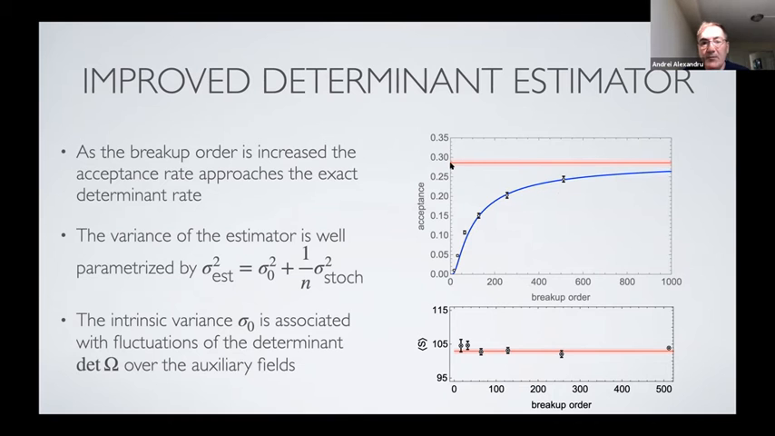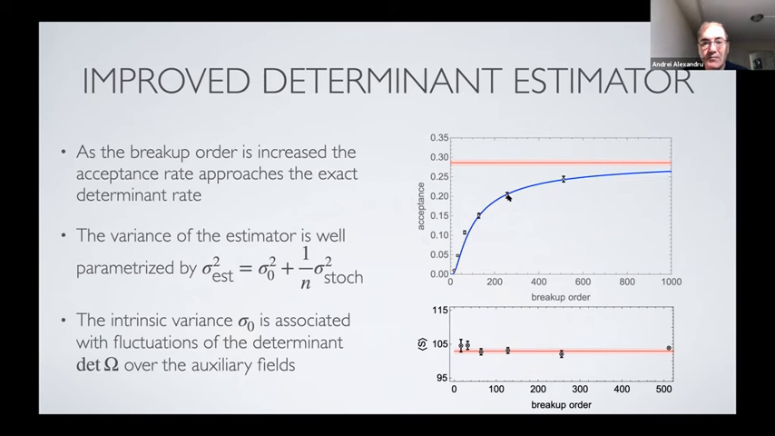On a 10 by 10 lattice, as I mentioned, when you don't use an estimator, the acceptance rate is a little bit less than 30%. So if you have a perfect estimator, you should see an acceptance rate of about 30%. And indeed, as you increase the breakup level, the acceptance rate basically converges towards the one where you have no estimator.